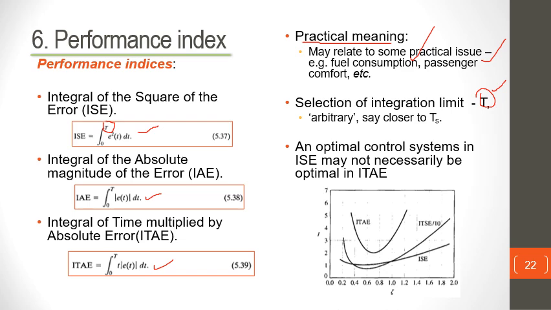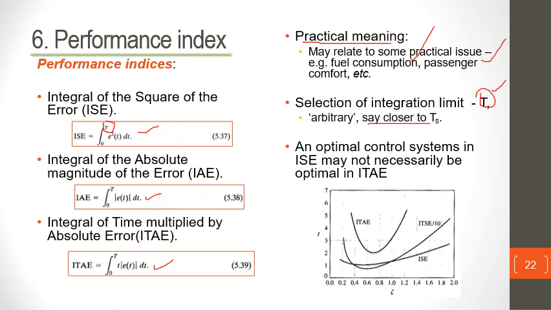The selection of the limit t can be a bit arbitrary, but what tends to happen is that t is chosen to be sufficiently large so that the performance is measured all the way up to when the system settles, up to the settling time. It's also crucial to note that a system may be optimal as far as one index, but not necessarily the other. So it may be optimal as far as ISE, but not necessarily IAE.